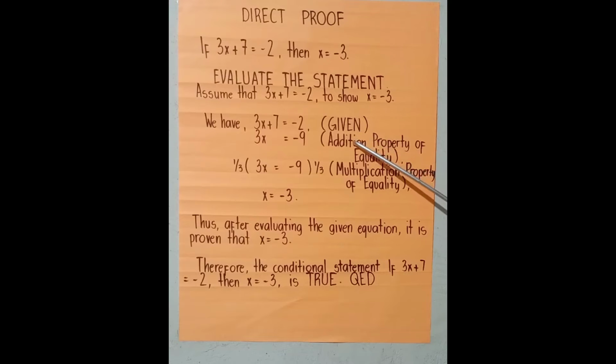Then from here, we will just have to multiply 1/3 to both sides of the equation. So 3x times 1/3 is equal to x. The -9 times 1/3 is equal to -3 using the multiplication property of equality. That's why we have x = -3. Thus, after evaluating the given equation, it is proven that x = -3. Therefore, the conditional statement, if 3x + 7 = -2, then x = -3, is true. That is using direct proof.